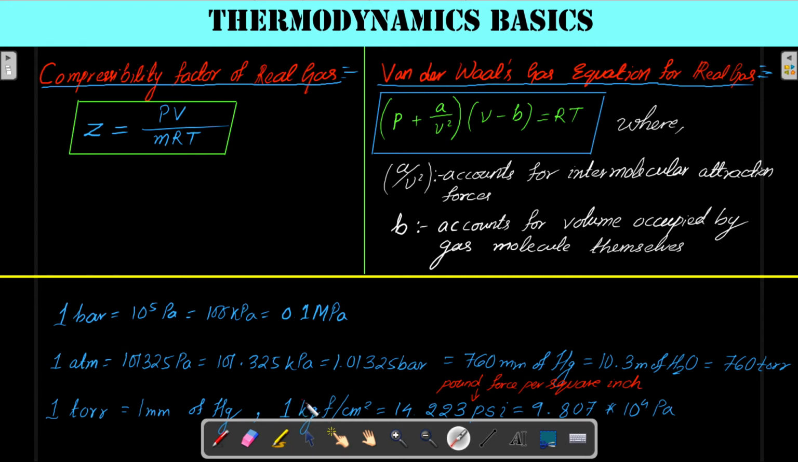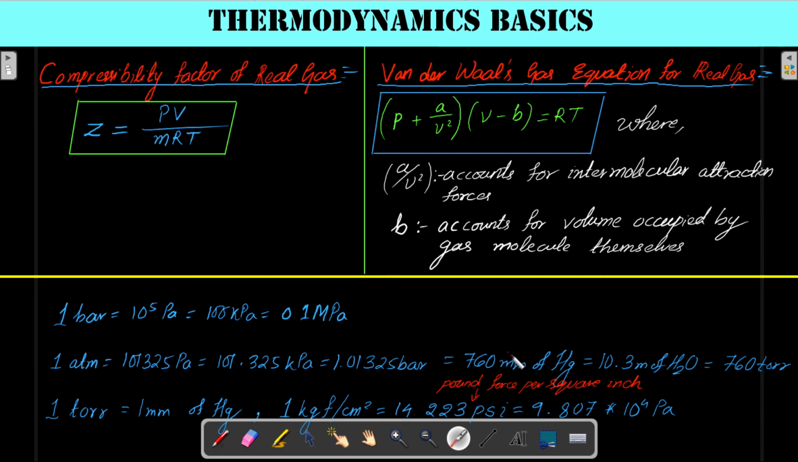Another pressure unit: 1 kg force per centimeter square equals 14.223 psi, where psi means pounds force per square inch, that is also equal to 9.807 into 10 to the power 4 pascals.